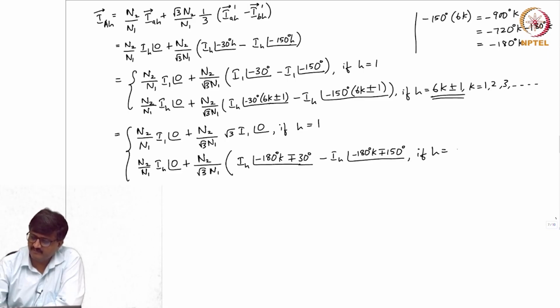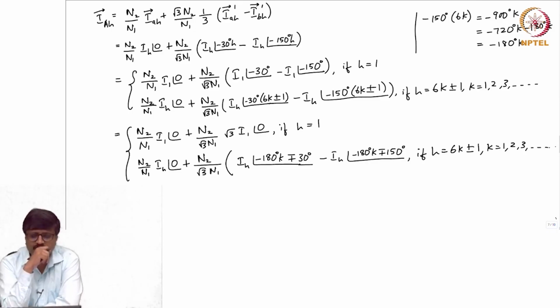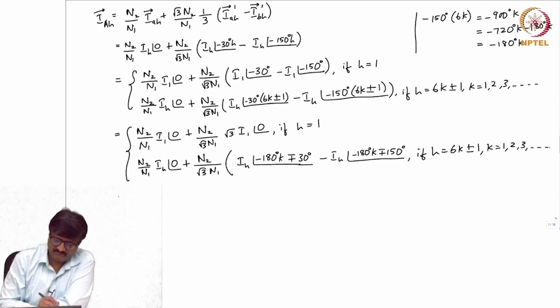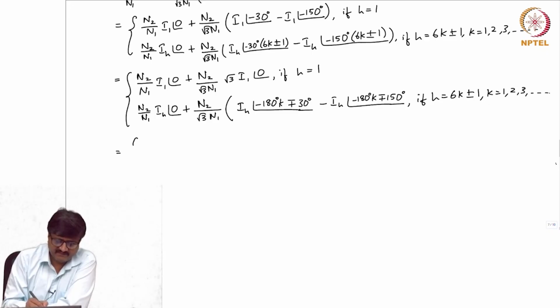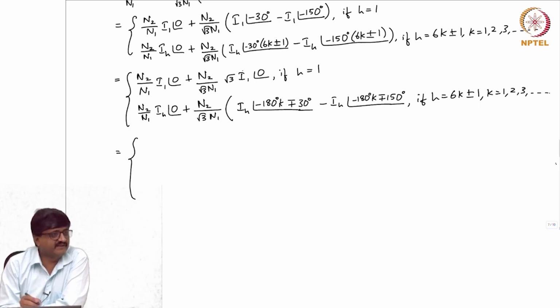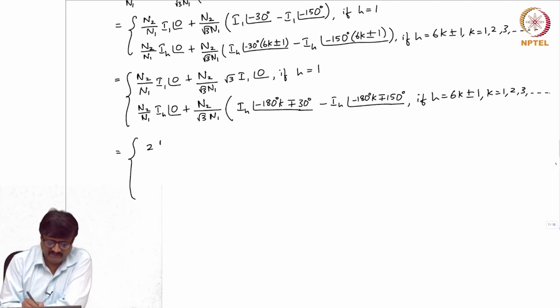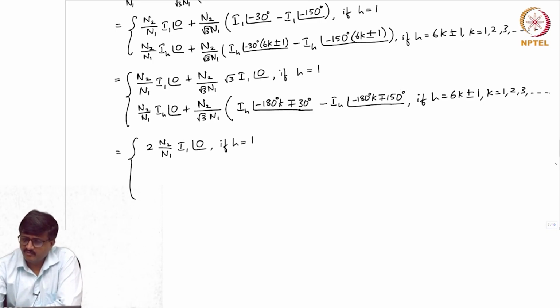If h is equal to 6k plus minus 1, k is 1, 2, 3, and so on. Now, if you take the first case h equal to 1, the root 3 in the second term gets cancelled in the numerator and denominator. So, it is 2 times n2 by n1 I1 at an angle 0 if h is equal to 1. Okay. I forgot to close the bracket here.